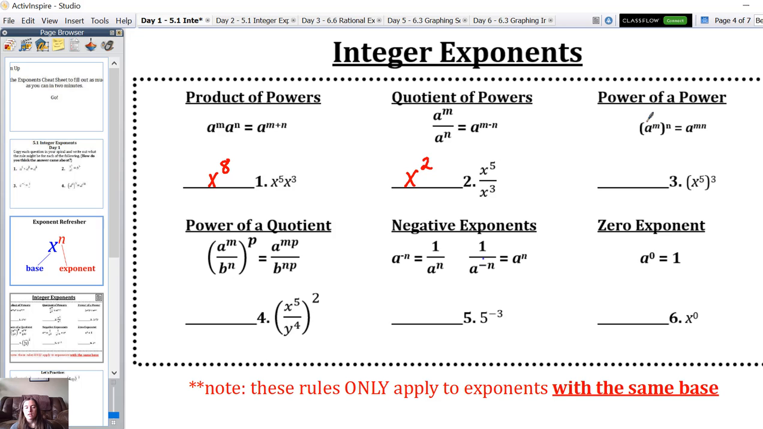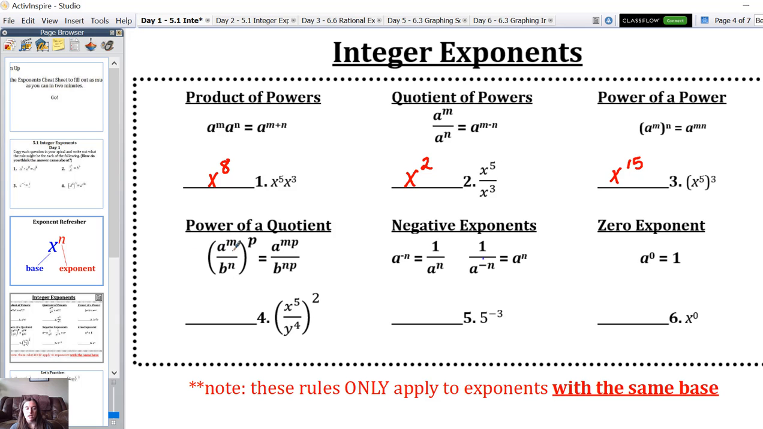If we have something to an exponent to another exponent, right, there are multiple powers in this same base, then we're going to multiply their exponents together. So here we have x to the 5th raised to the power of 3. So we're going to multiply 5 and 3, and that leaves us with x to the 15.